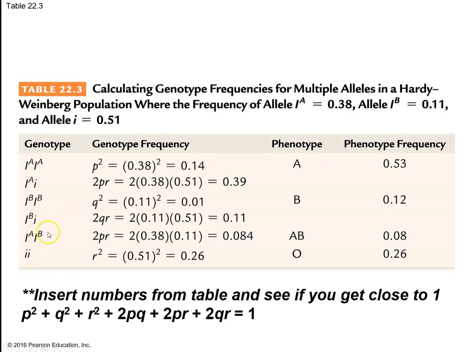We call this codominance. And so you can see how this is different than just having 2 alleles, 1 dominant, 1 recessive. But you still can use Hardy-Weinberg to assess this population. It's just that you have to add in some additional terms here. If you don't believe me, you can insert the numbers from the table into this equation and see if you get close to 1. Like I said, I'm not going to give you a problem where you have multiple alleles. We're going to stick with just a dominant and a recessive allele.